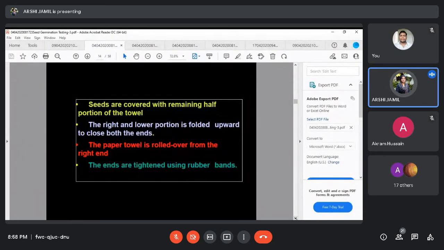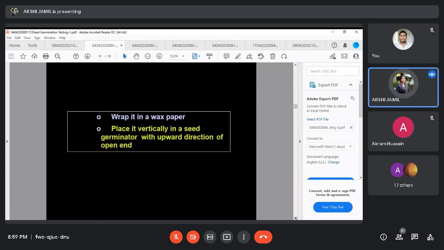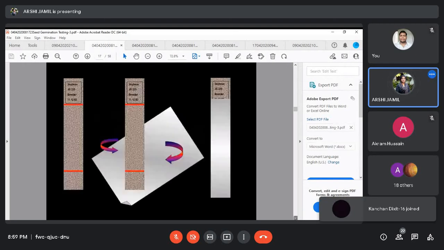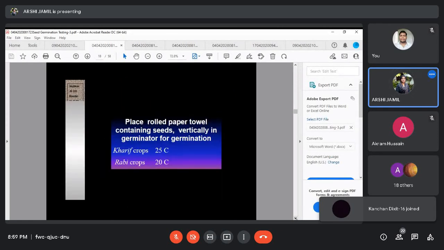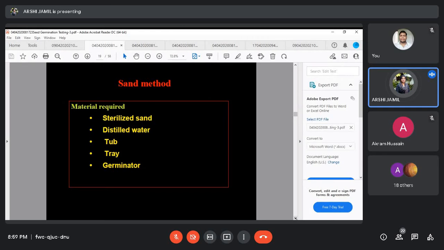Then the remaining half of the paper towel is used to cover the seeds. Then you fold it and you roll it with the help of a rubber band. You close its ends and then you wrap it in wax paper and place it either in a germinator or in an incubator. The incubator or germinator should have a proper temperature. For kharif crops the temperature recommended is 25 degrees centigrade and for rabi crops it is 20 degrees centigrade.